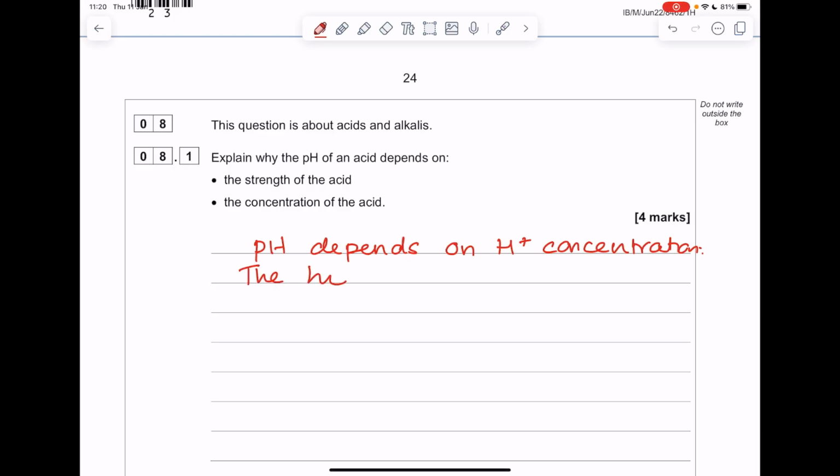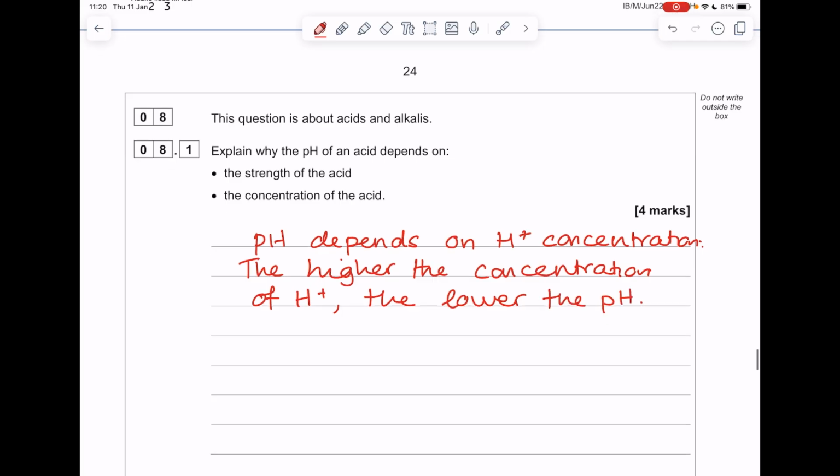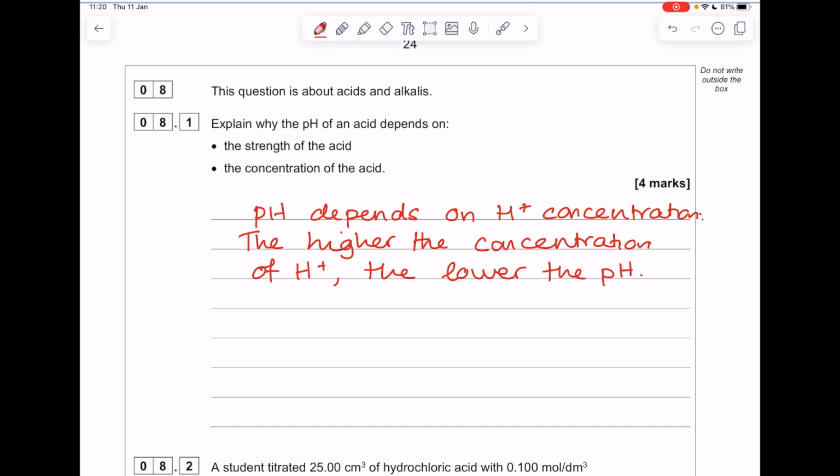The higher the concentration of H plus, the lower the pH. So that means acids like hydrochloric acid with pH of 1 have a very high concentration of H plus ions. Remember, the difference between a strong acid and a weak acid is that a strong acid fully dissociates. Therefore, donating those H plus ions in solution, so the stronger the acid, the lower the pH.